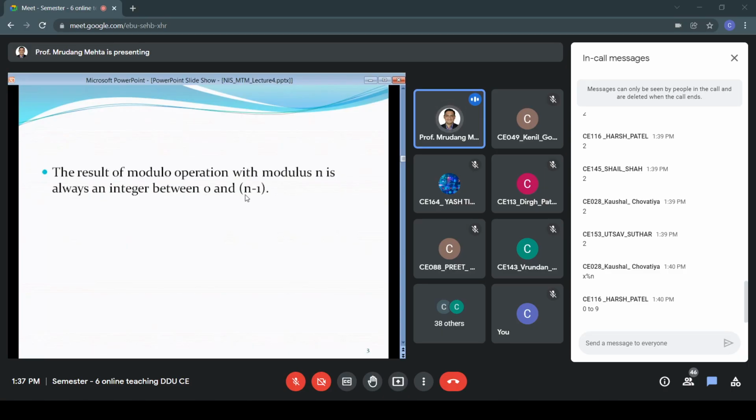and n minus 1. So A mod n is always less than n, greater than n, or equal to n. What is the answer?